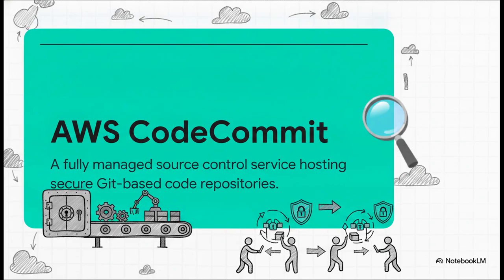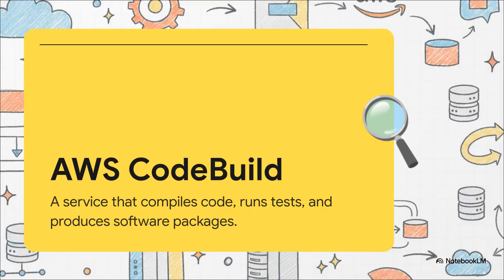Next, we have AWS Code Commit. This is basically the ultra-secure starting point of our factory assembly line. It's a fully managed source control service that hosts secure, Git-based code repositories for your development teams. Then comes AWS Code Build, which acts as the rigorous testing phase of our assembly line. It's a continuous integration service that takes your source code, compiles it, automatically runs tests to catch any pesky errors, and then produces the final software packages.